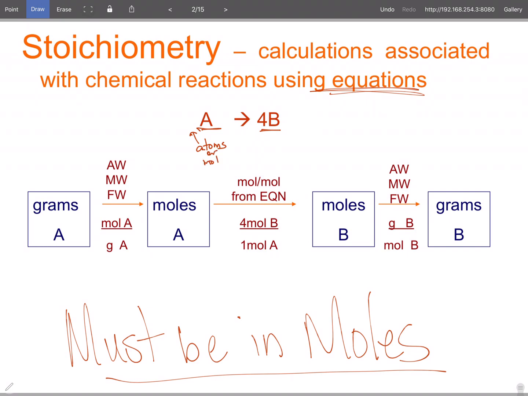So what we're going to do is convert grams to moles, and then we're going to go from A to B using the equation. And then if you have moles of B and you want grams, you're going to go back using, again, the atomic weight, the formula weight, or the molecular weight.